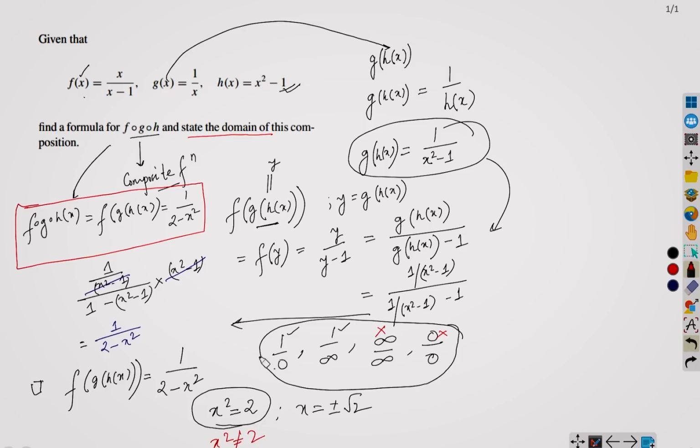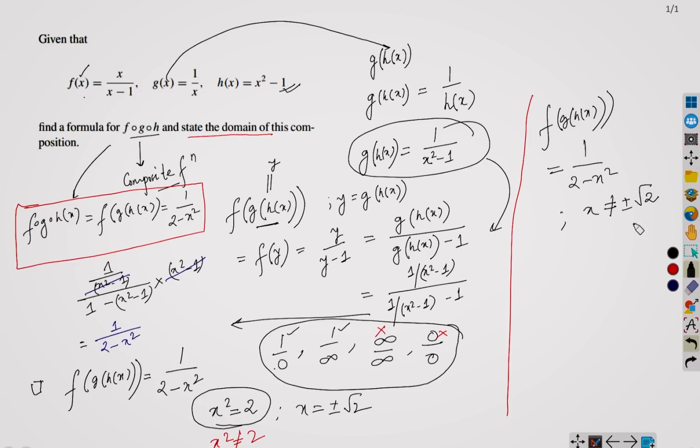Otherwise this function will be undefined. Therefore the domain of definition of this function can be written in this way: 2 minus x square, and in the domain of definition we should exclude x not equal to plus minus square root of 2, okay? Or you can say that x square is not equal to 2. Why? Because otherwise the function will become undefined.